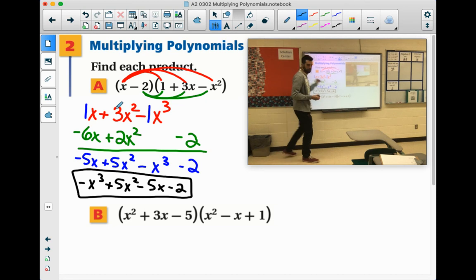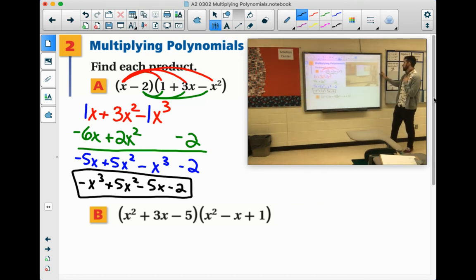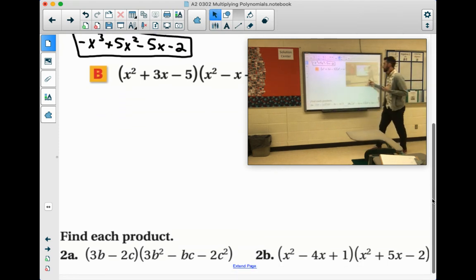So you don't have to stack them. That's just the way I prefer because it helps me stay organized when I'm doing it. But hey, do whatever works for you.